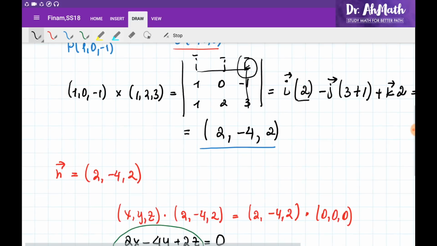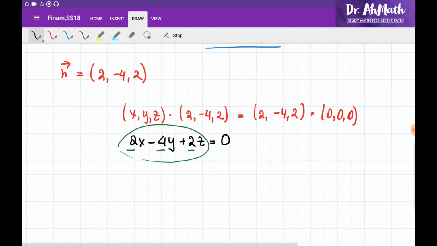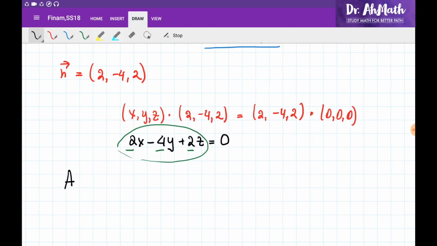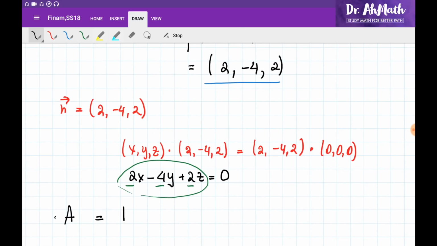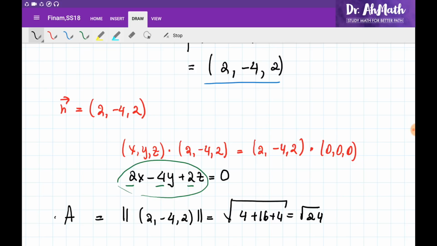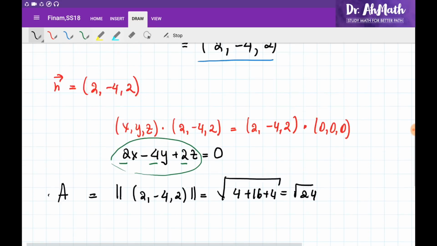So once we found this vector, the area of the parallelogram is going to be equal to the norm of the vector with the components t, -4 and t. It's going to be the square root of 4 plus 16 plus 4, which is the square root of 24. And this is exactly twice the area of the triangle.